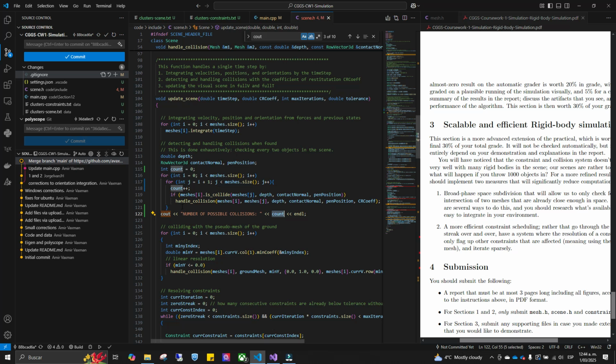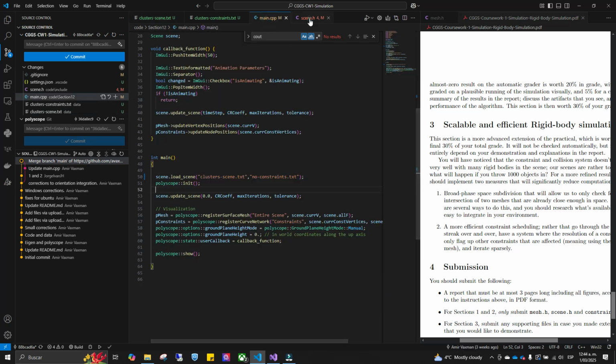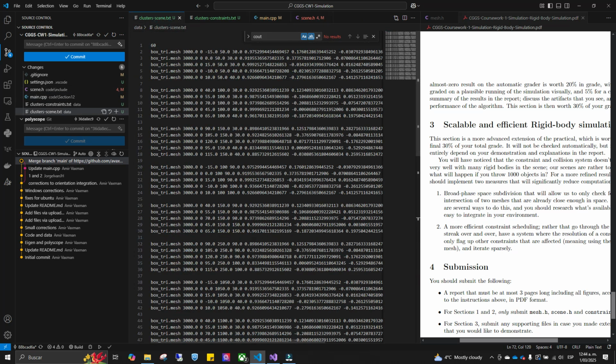What I did is propose a new scene with a total of 60 objects, arranged in groups of 5. In total, I have 12 of those clusters of objects that are quite close together.